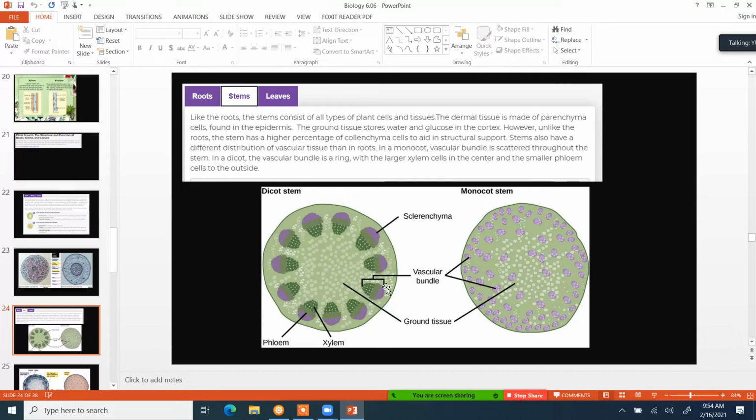And then on the left, you see how the vascular bundles are arranged in a circle on the outside when it comes to the dicots. So it's not just all over the place randomly. They have certain arrangements like this. So when you see this, you can identify monocot versus dicot.